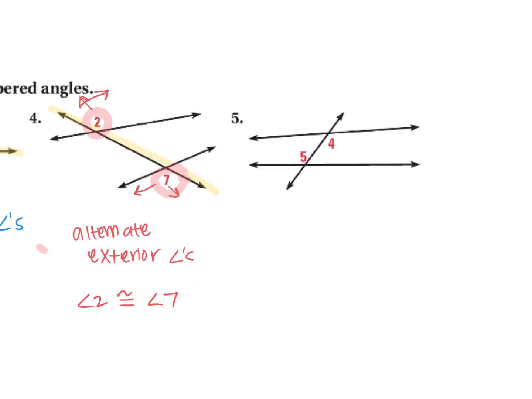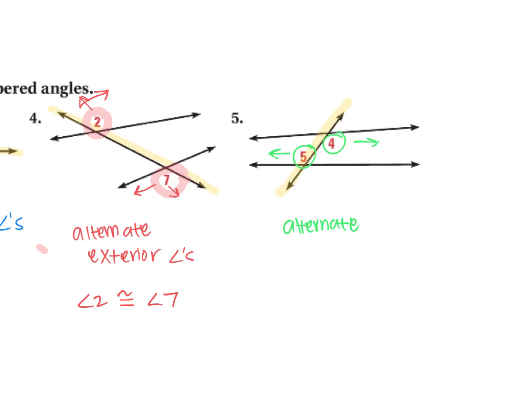All right, last one here, highlighting our transversal, boom. We are working with angles 4 and 5. Looking at this one again, first question I always ask myself, are these angles on the same or opposite sides? I'm noticing opposite, so we're going to have alternate angles here. One's on the left, one's on the right side of this transversal.